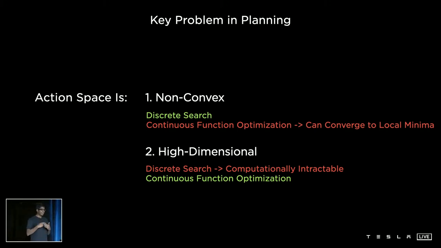On the other hand, for high-dimensional problems, discrete search sucks because it is discrete, it does not use any gradient information, so literally it has to go and explore each point to know how good it is. Whereas continuous optimization uses gradient-based methods to very quickly go to a good solution.